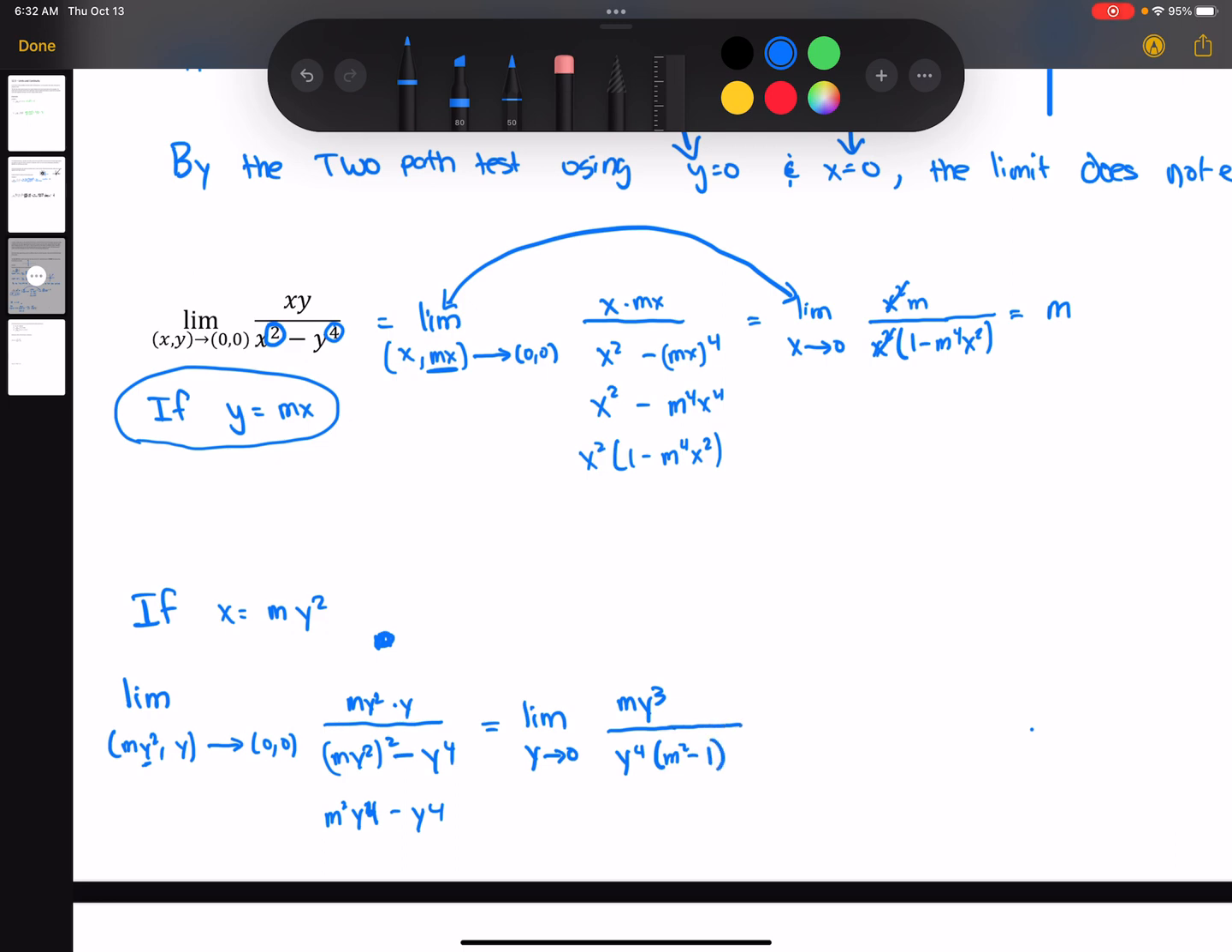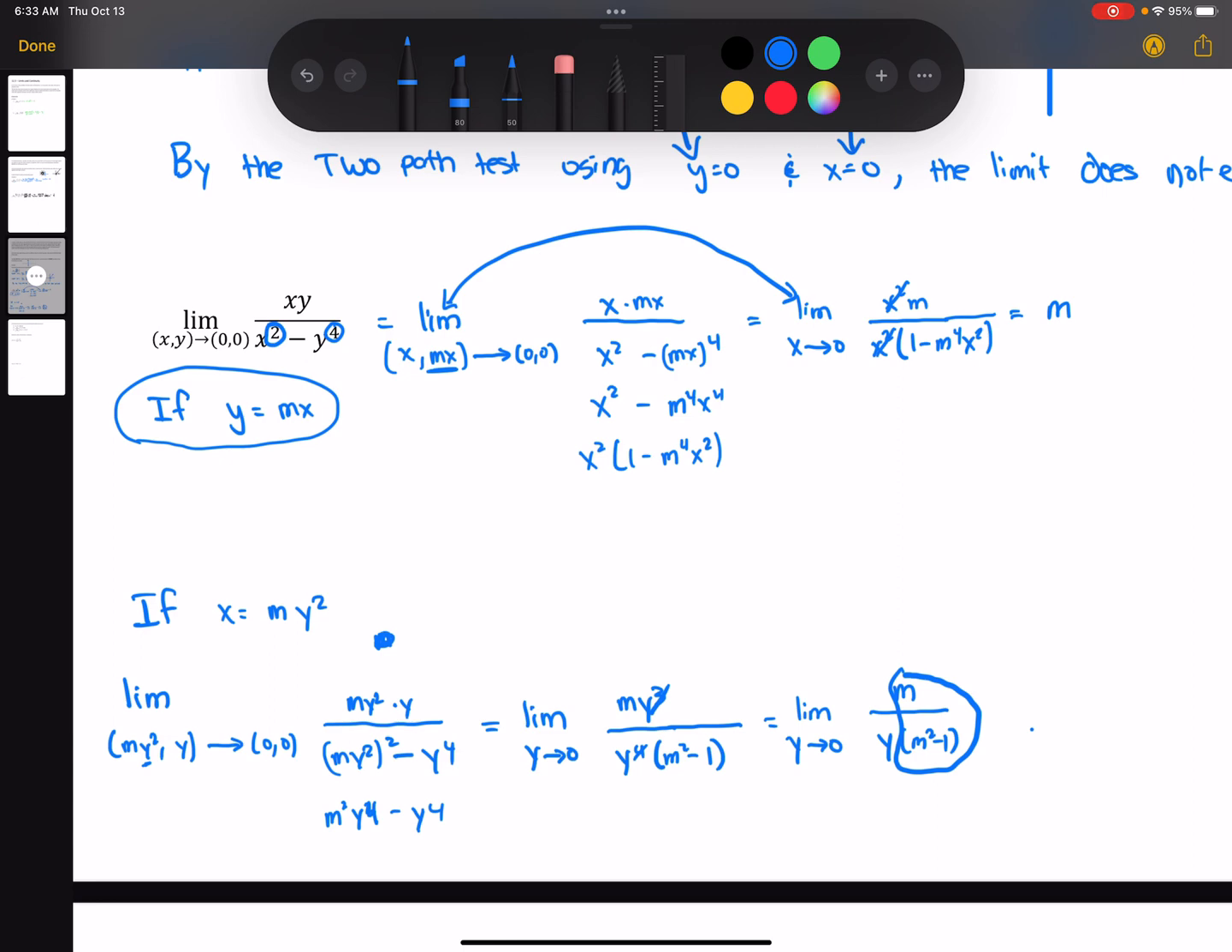So we can obviously cancel out 3 of these, so we end up with the limit as y approaches 0 of m over y times m squared minus 1. And so now we have this problem where y approaches 0. Now m in m squared minus 1, that's a constant, so that part doesn't affect our limit.